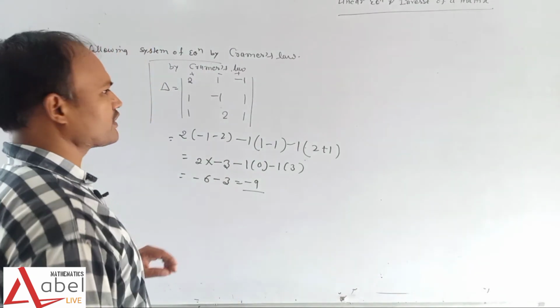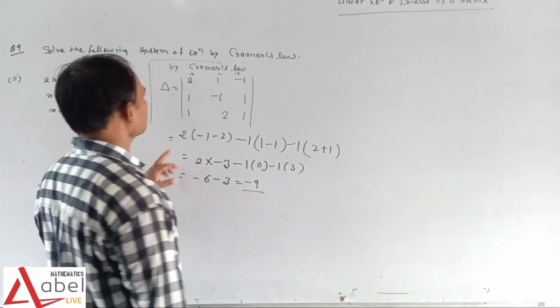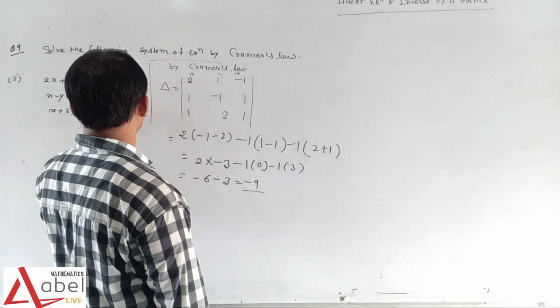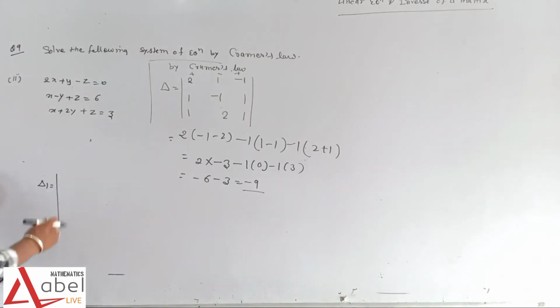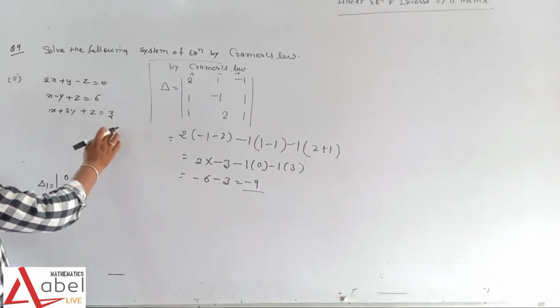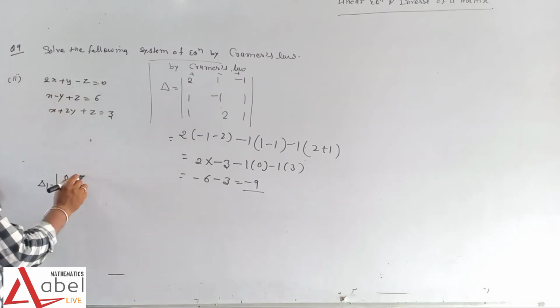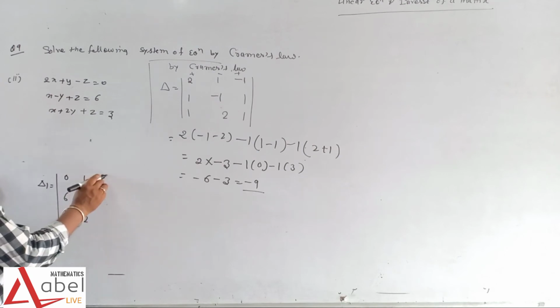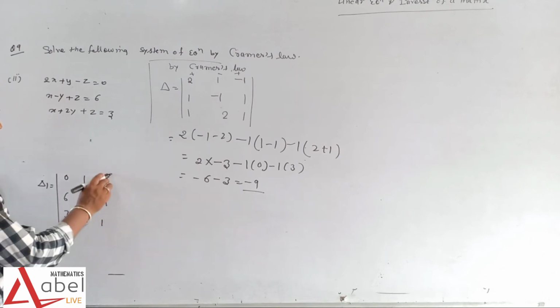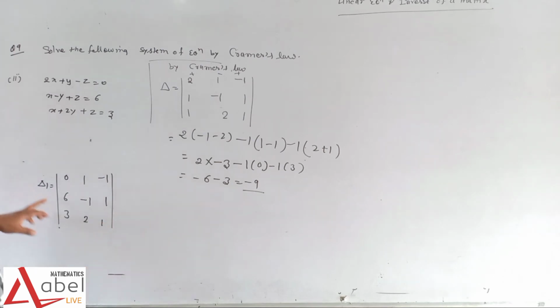When we are saying about the delta 1, we can say that we have to put the value 0, 6, 3, 8 here. So what is going to happen when we put it here? It is 0, 6, 3 at the place of x. So it is 1, minus 1, 2. It is minus 1, 1 and 1. Look here. It is 0, 6, 3. It is 1, minus 1 and 2, it is minus 1, 1 and 1.